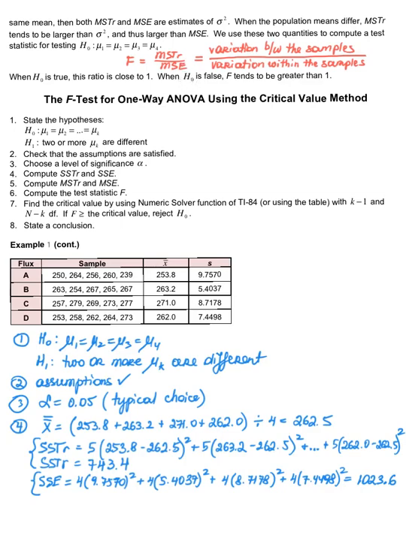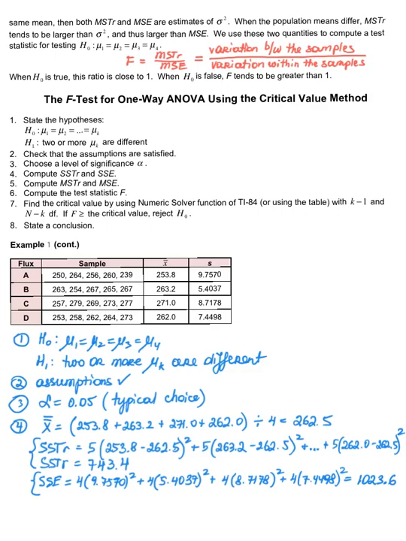This takes us to a summary of how we perform the Anova test using the critical value method. First, we state the hypothesis, and the statements will be very standard. The null hypothesis states that the means are the same, and the alternative hypothesis states that 2 or more means must be different. Make sure to check the assumptions before you run the test. Next, identify the level of significance alpha, which is typically given to us.